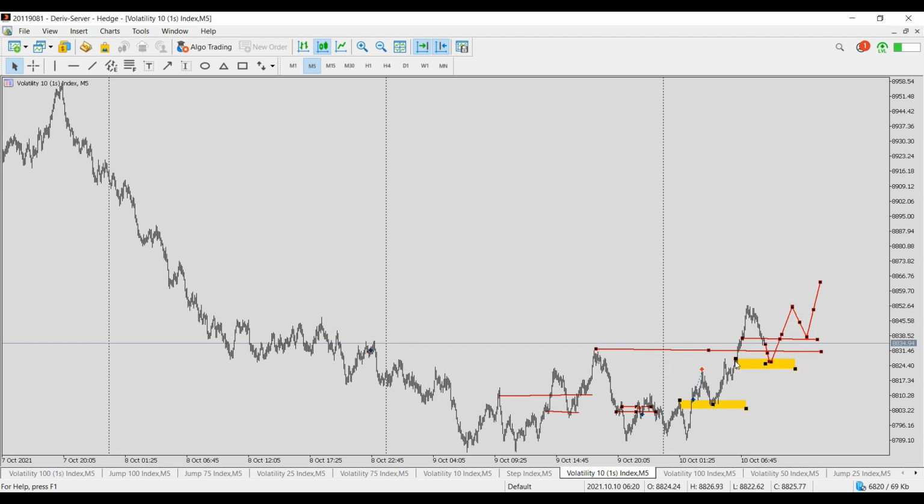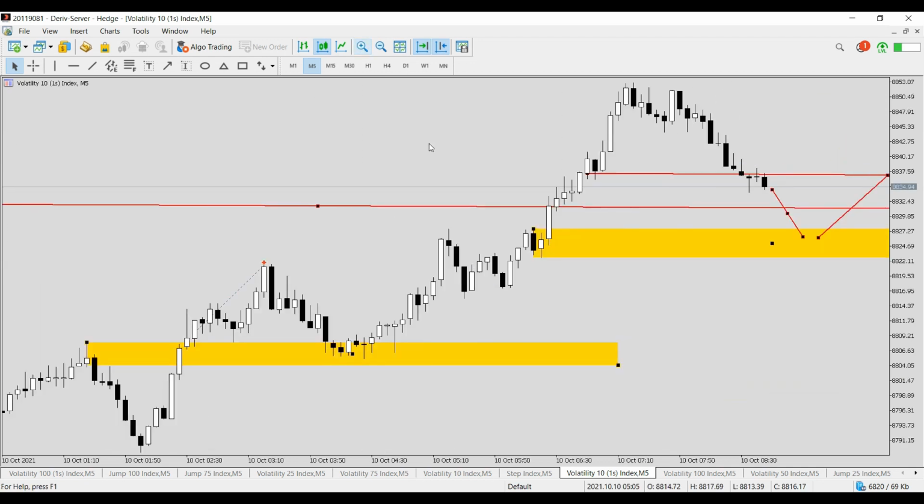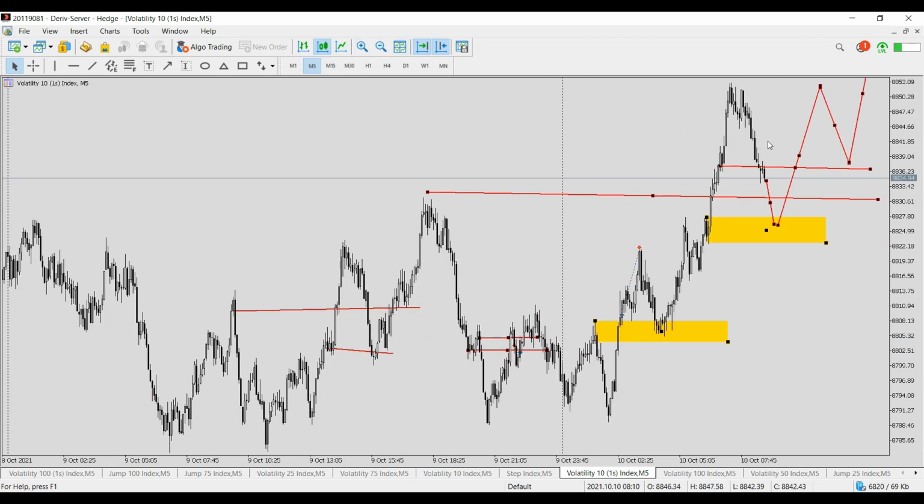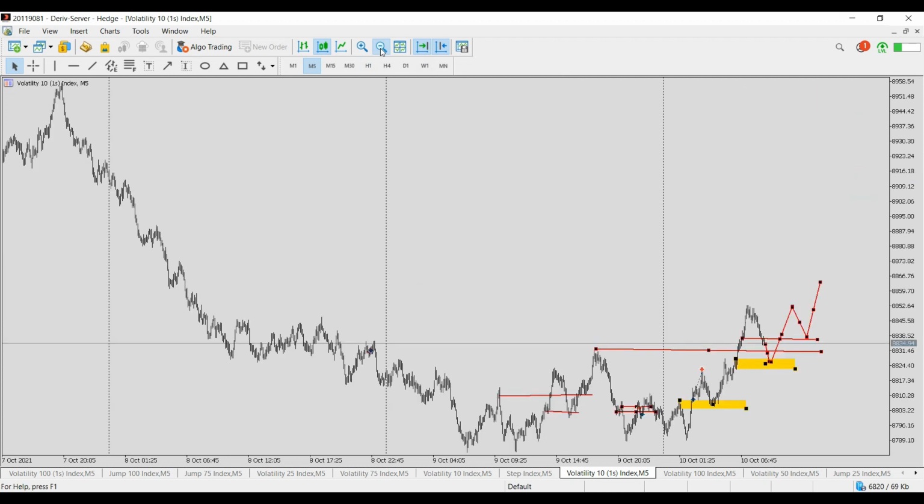Now it's retracing, and we're expecting it to come here. We test this breaker. Let me show you the breaker. We test this breaker and shoot up. We test this other breaker, shoot up. So that is that simple, guys. It's really that simple, guys.